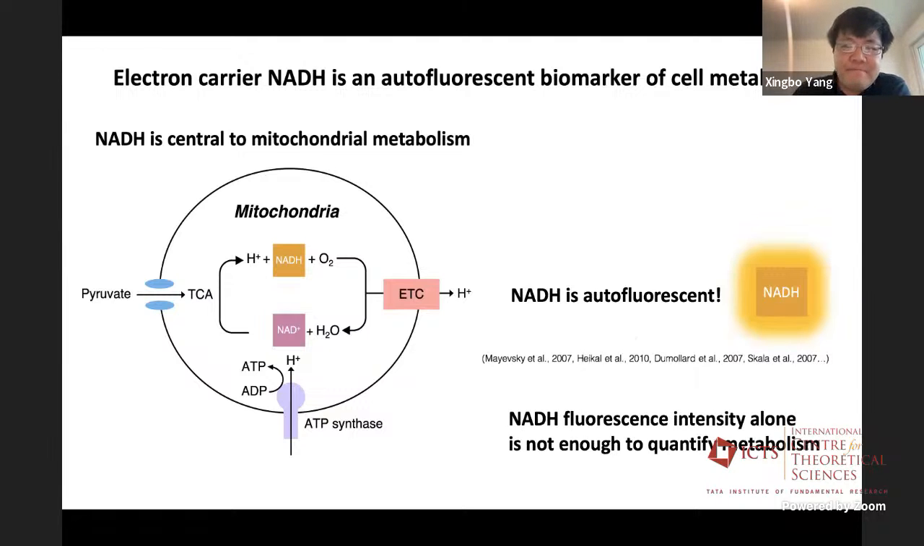However, the fluorescence intensity alone is not enough to quantify metabolism. I think we also got asked some questions about NADH: can you quantify them being free or being bound to enzymes? I think you will get your answer today.